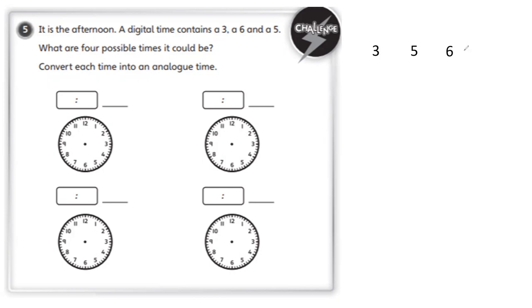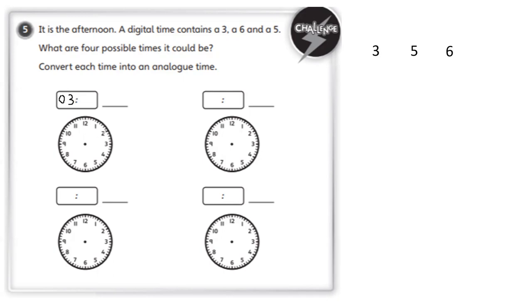times we could have. So I'm going to do it digitally first, because I can think quite well with it being digital, and then I'm going to turn it into analog times. And I'm going to do it systematically. So I've got a 3, a 5, and a 6 here. So I've done it in order here that works for me. So I'm going to start with 3 being the hour. So I'm going to put 3 here, and I'm going to write 03.